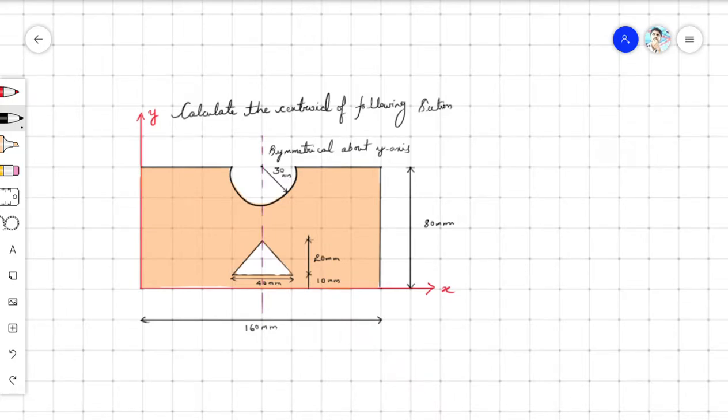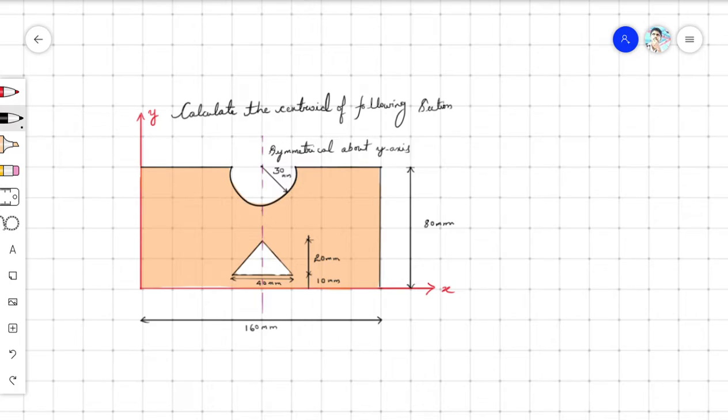So this is a little bit different. Here they ask you to calculate the centroid of the following section. This comes as something around a 12 to 15 marks question generally. Okay, so here there are cutouts. You can see a semicircle cutout and a triangular cutout in this rectangular piece.